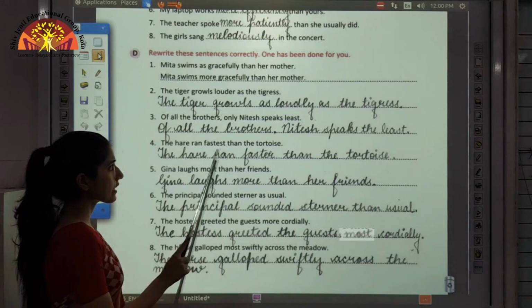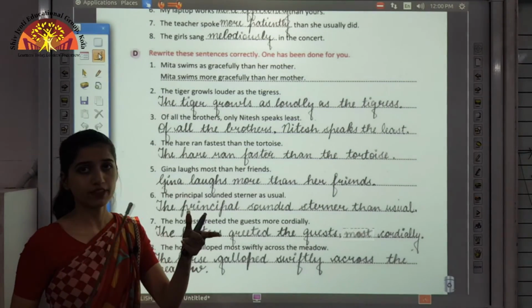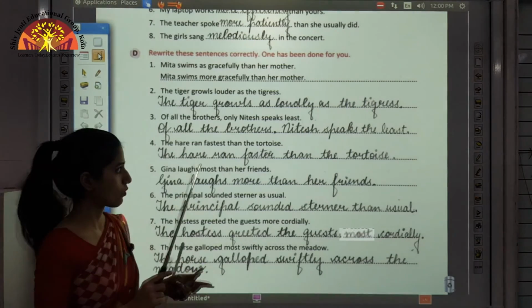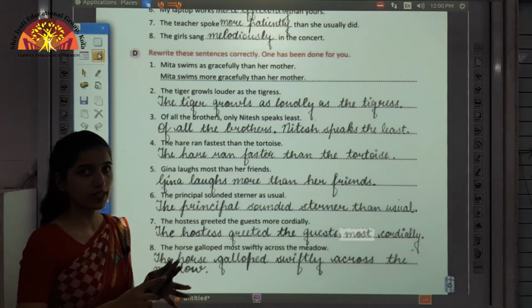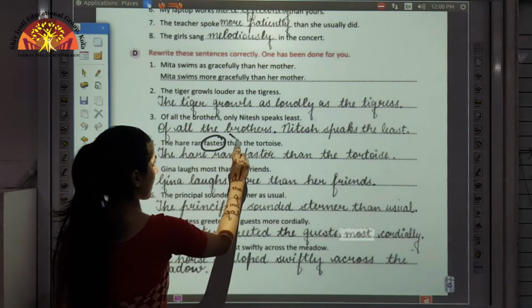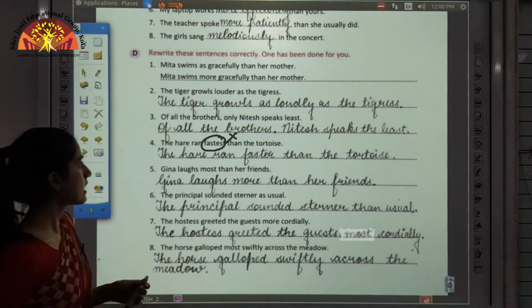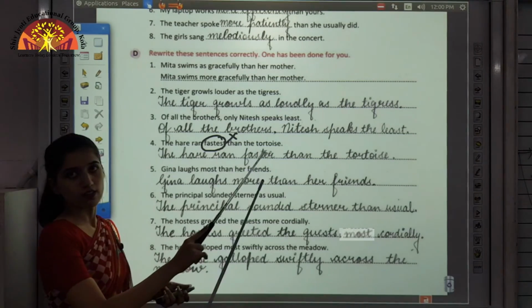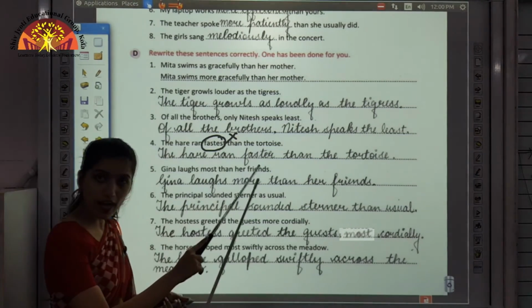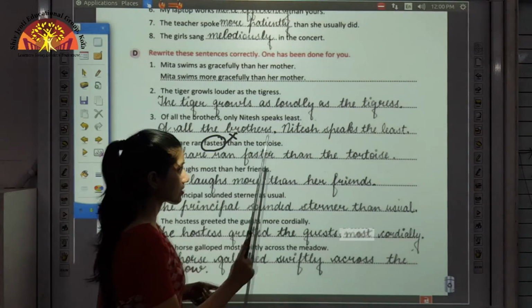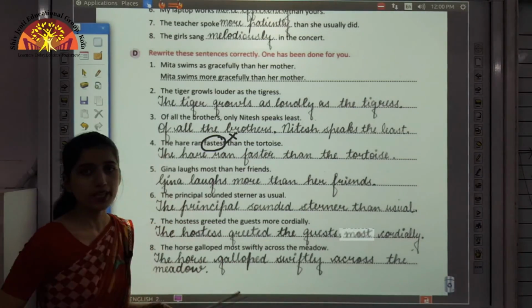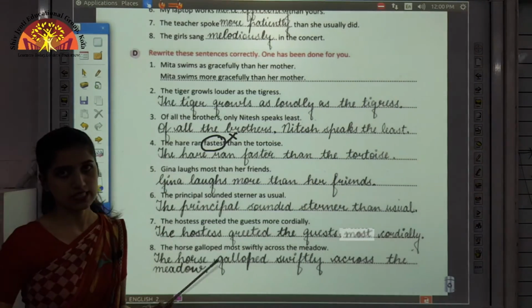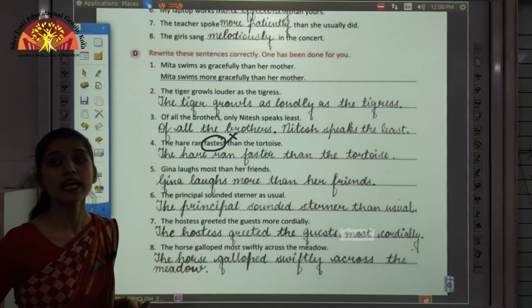So the degree we should use is the comparative degree, but here what is used? Fastest, which is a superlative degree. So we have found the error over there: fastest is the error. We need to correct this, isn't it? So what would be the answer? The hare ran faster. Faster will come in place of fastest. The hare ran faster than the tortoise. In this way we need to correct the error in the given sentences, and in this way you have to solve this exercise.